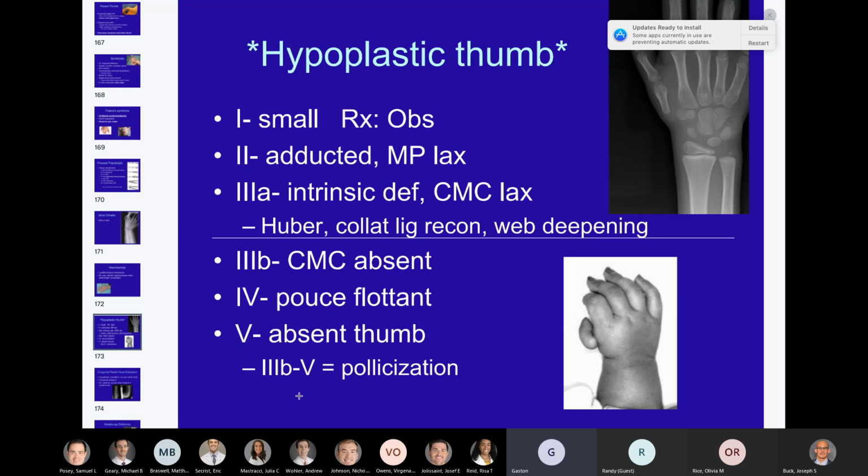Thumb hypoplasia. So now instead of too many thumbs, we've got a little bitty thumb. Very simple for OITE. If the CMC joint is unstable or there is no thumb, then the answer is index pollicization. If you have a stable CMC joint, then you're going to choose the option that's reconstruction. If they want you to reconstruct it, there's three things to look for. Tendon transfer for opposition, first web space release, and MP joint stabilization. Next slide.